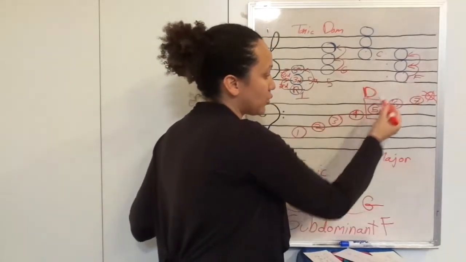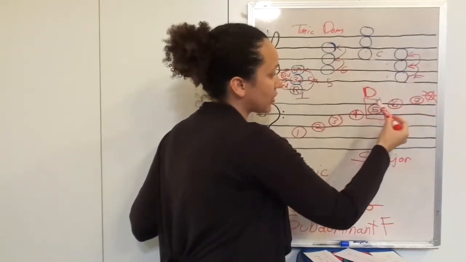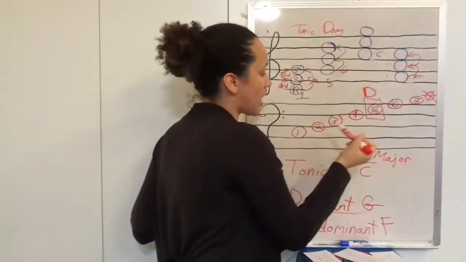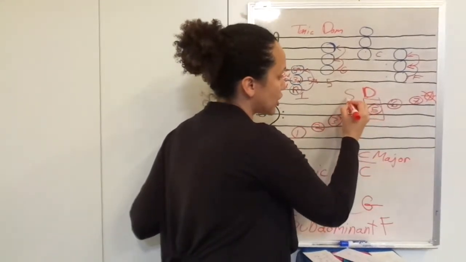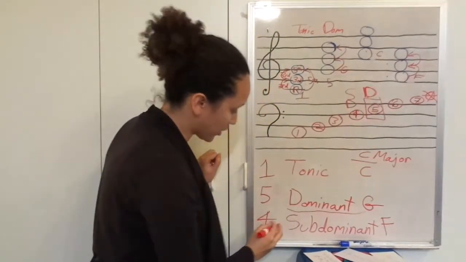So F would be 4. Just like from here, this is a second, third, fourth, fifth. It's a fifth below, but we count from the bottom up when we identify them. So our subdominant is the 4 chord. So we put a 4 right there.